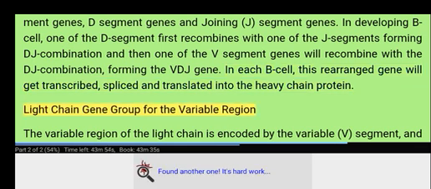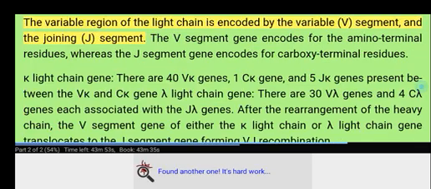Light chain gene group for the variable region. The variable region of the light chain is encoded by the variable V segment and the joining J segment. The V segment gene encodes for the amino terminal residues, whereas the J segment gene encodes for carboxy terminal residues.